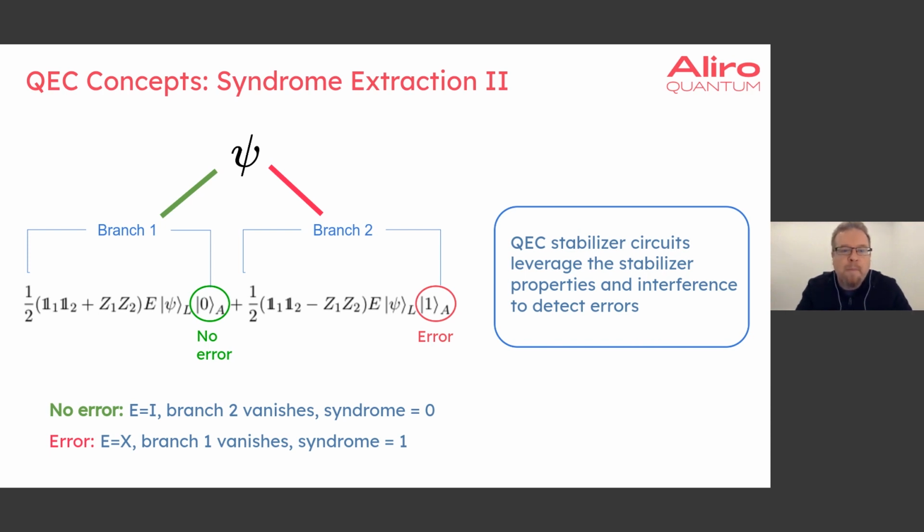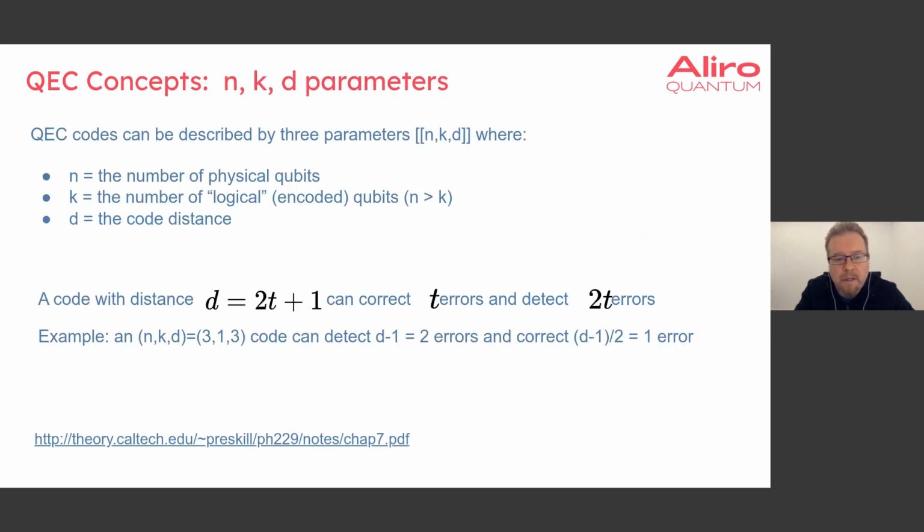So what these stabilizer circuits do is they allow us to leverage the mathematical properties of our stabilizers and interference to detect errors using simple measurements that do not collapse our logical state.